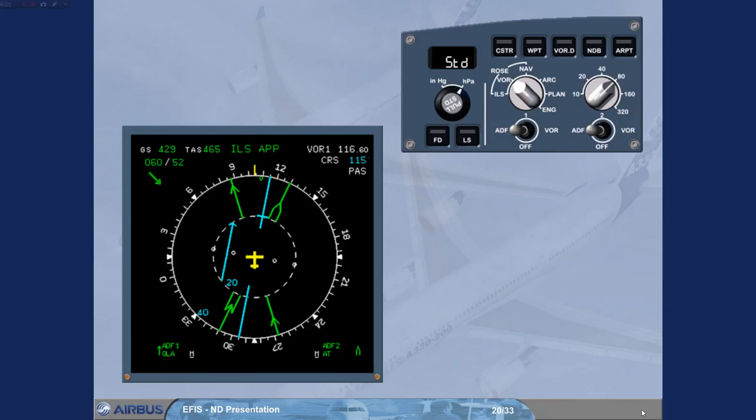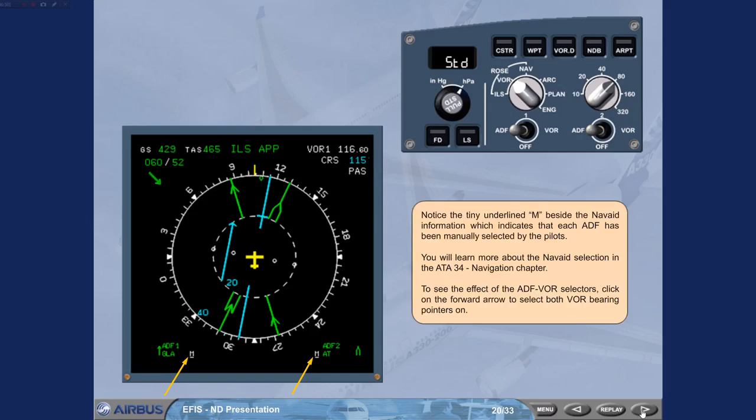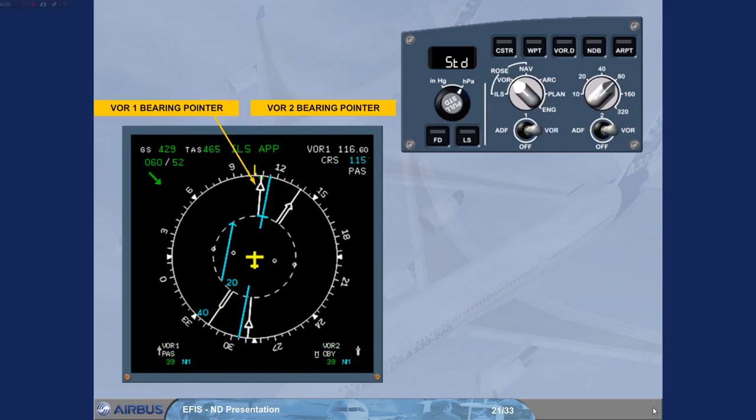Notice the tiny underlined M beside the nav aid information, which indicates that each ADF has been manually selected by the pilots. You will learn more about the nav aid selection in the ATA-34 navigation chapter. To see the effects of the ADF VOR selectors, click on the forward arrow to select both VOR bearing pointers on. The two white VOR bearing pointers are now visible.